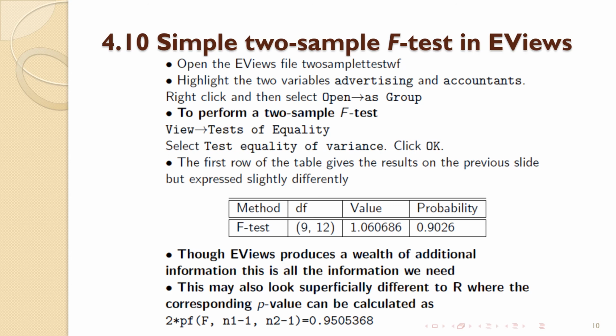And you get a whole wad of results. All you need is the first row of the table. It should give you the same results as in the previous slide, but it's presented slightly differently. So, although EViews produces a wealth of additional information, that's all the information you need.